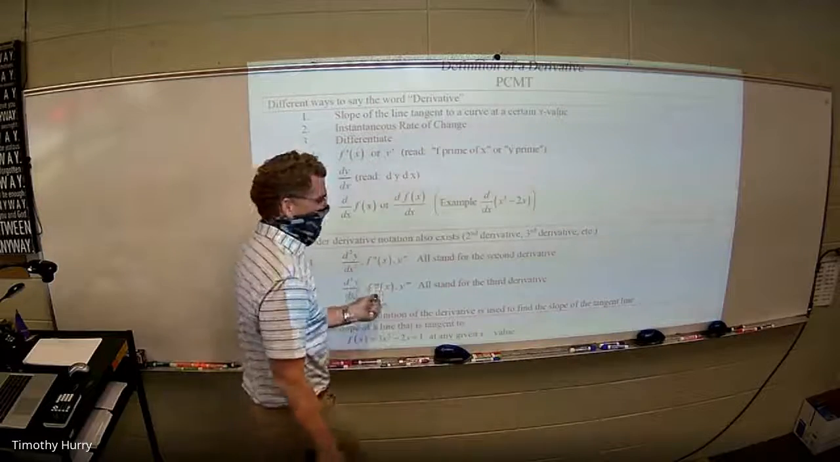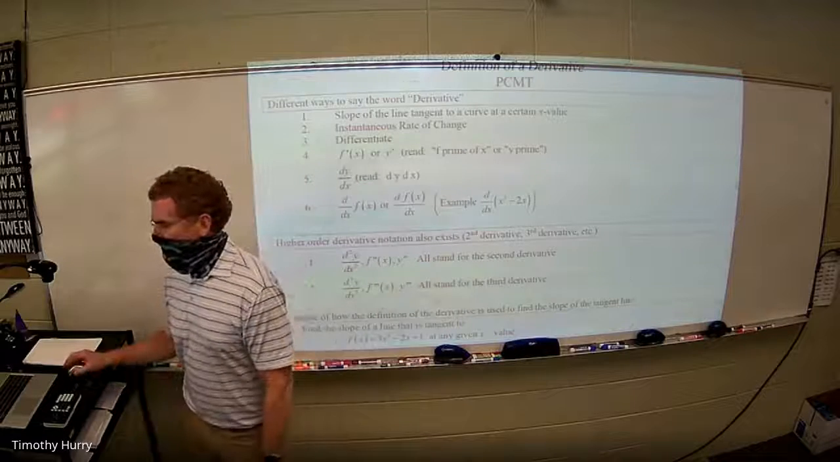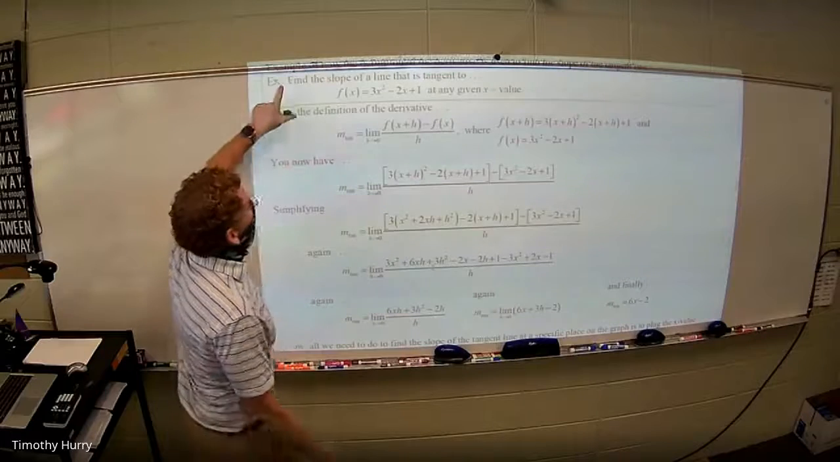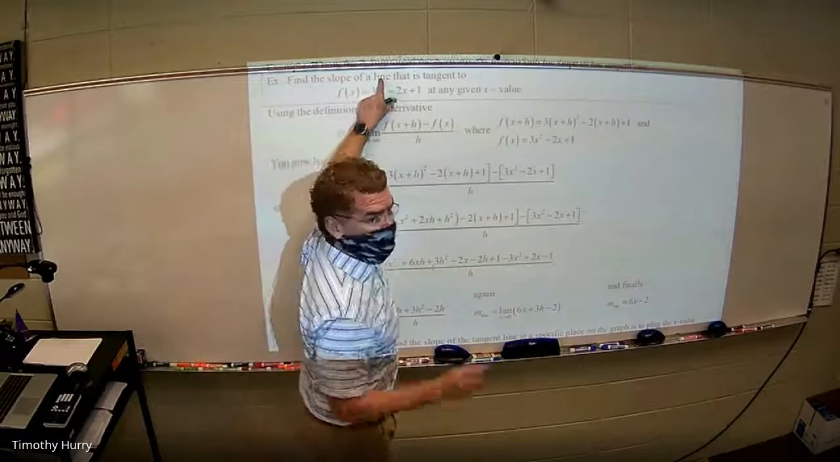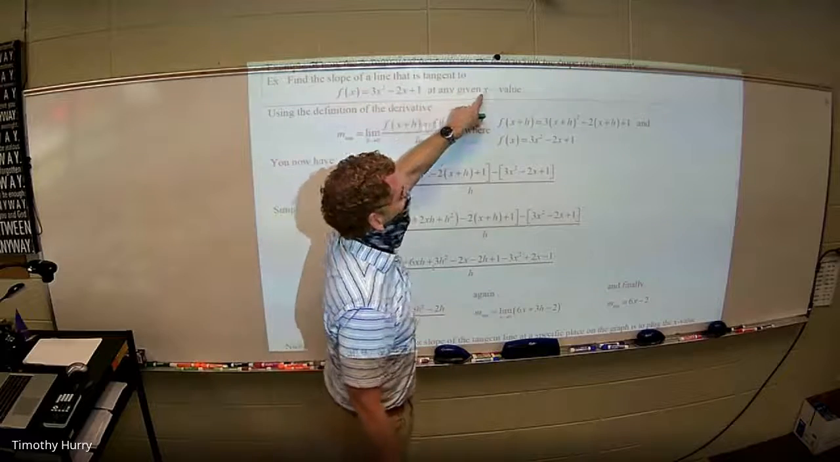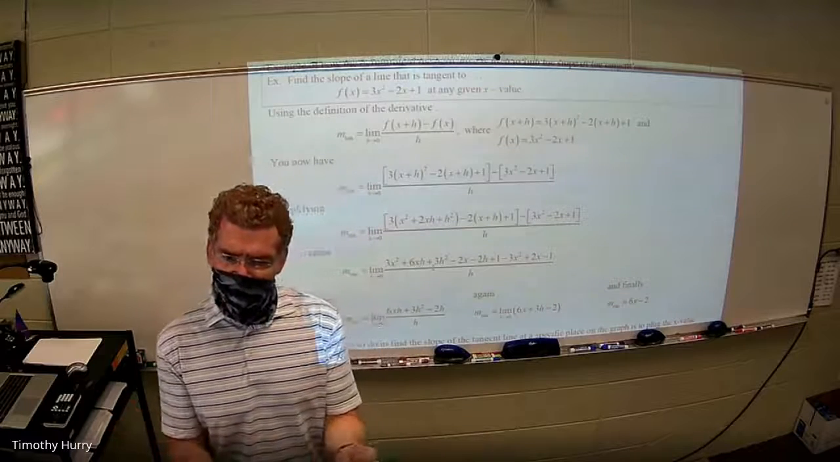And I don't know, I can't even think of when I've done a third derivative or where I've seen that on an AP test. So let's get back to actually doing one of these. So here we go. Find the slope of the line that's tangent to that function at any particular x value. So what does that mean when I say find the slope of a line?